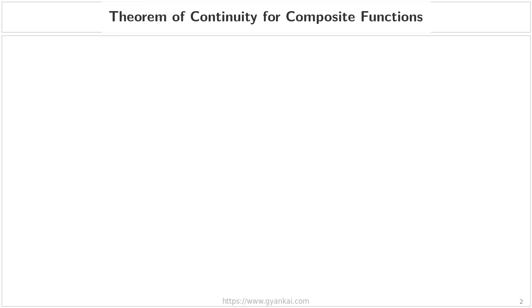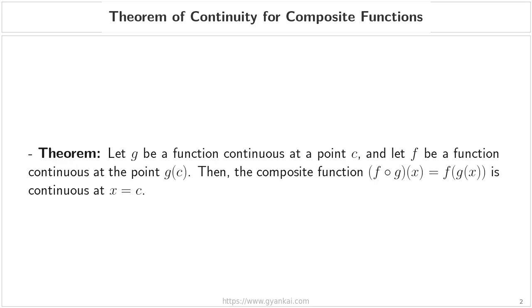Theorem of continuity for composite functions. Now that we have introduced the concept of composite functions, let's look at the formal theorem that allows us to determine their continuity without having to rely on the complex limit definition every time. First, let's establish our conditions. Suppose we have a function, g, that is continuous at a specific point c. Next, we look at the outer function, f. For the entire chain to remain unbroken, function f must be continuous at the point g of c, which is the specific value that function g produces when the input is c.